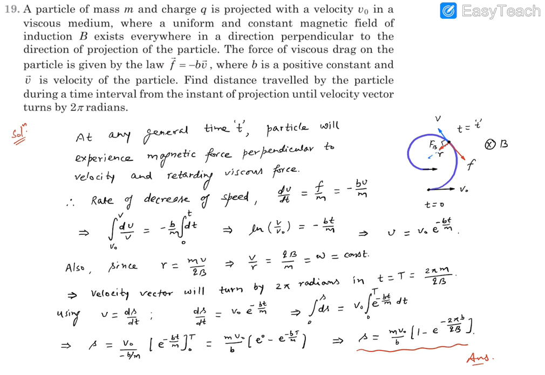Now capital T is this 2 pi m upon qB. So from here T by m can be borrowed, and it is going to be twice pi upon qB. So ultimately it will become s is equal to m v naught by b, which is outside, times 1 because e raised to power 0, minus e raised to power minus, and b was there, small b already. In place of capital T by m we can write twice pi upon qB, so it becomes minus twice pi b divided by qB. So this is the distance traveled by the particle under the condition given in the question.